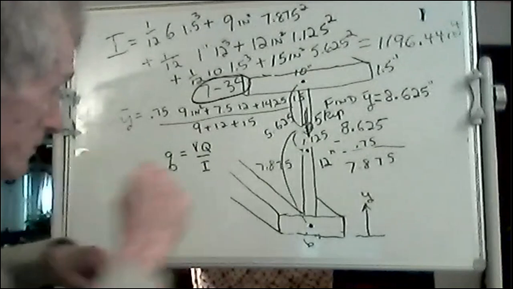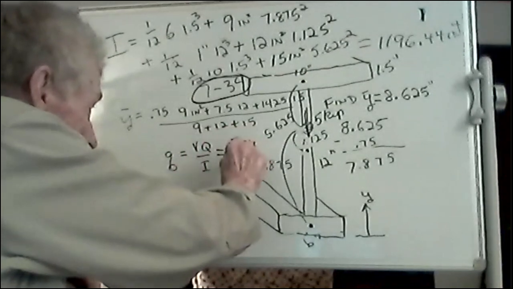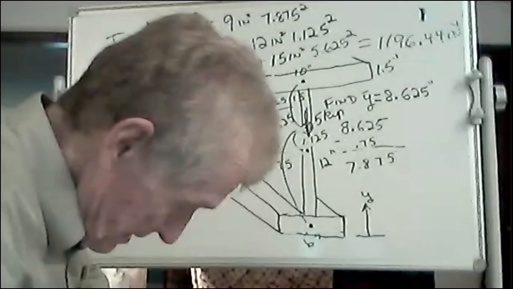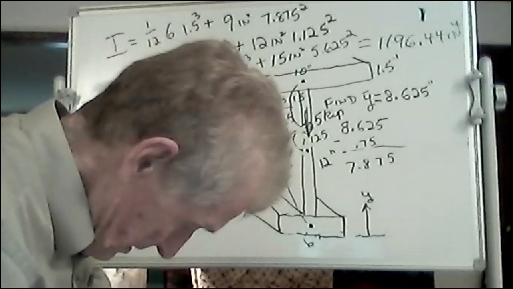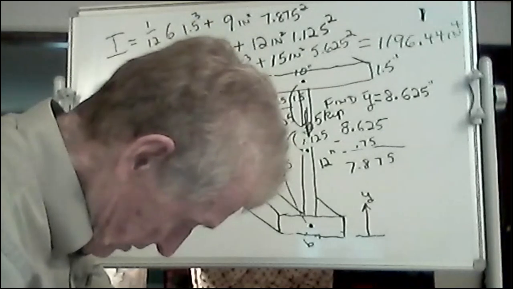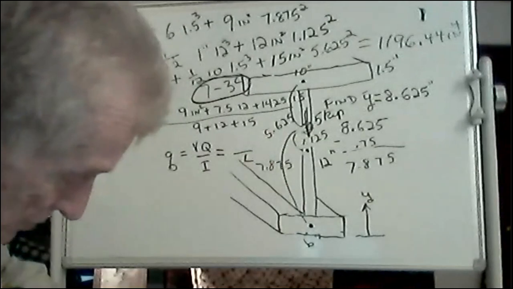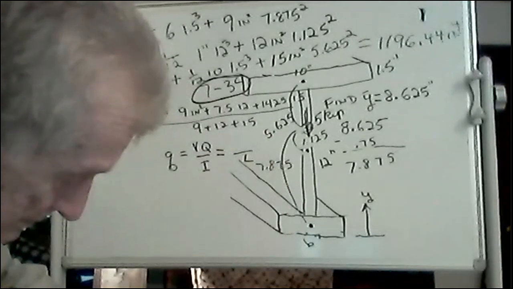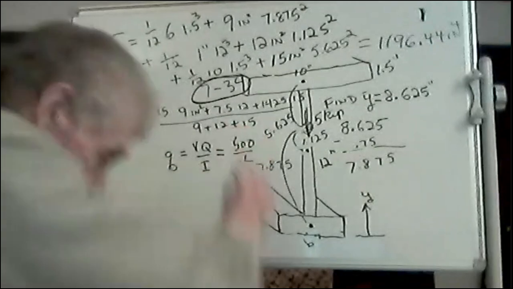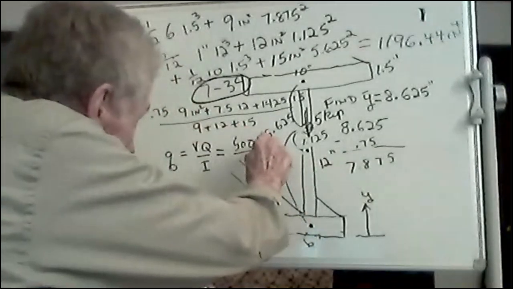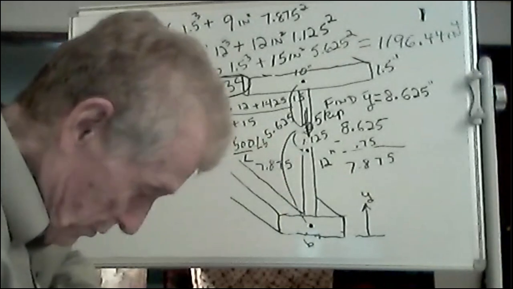And then what you're going to do is set this equal to the force over the length. And if you read the problem, they said here, each nail can support 500 pounds. So we know what the force is, but look, there's only one nail at a time. So this is going to be 500 pounds divided by the length. We don't know the length. That's what we're supposed to find.